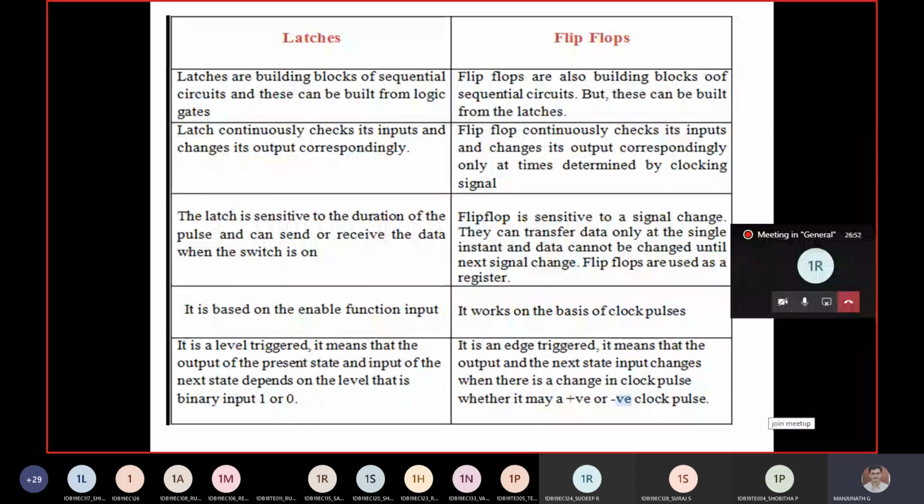The clock is what we will discuss later. It's a signal which we give as an input, at which the level changes or triggering happens. So latches are called level triggered and flip-flops are called edge triggered. Do you know the difference between level trigger and edge trigger? Can anyone tell me the difference?